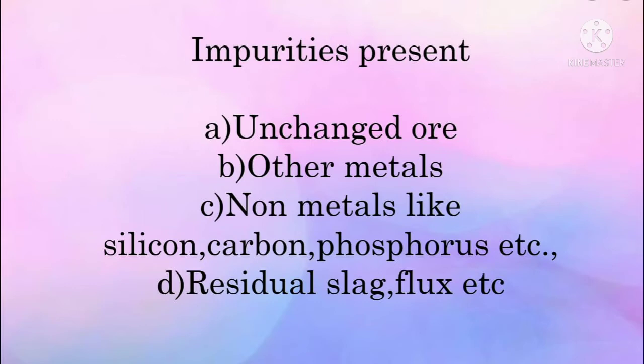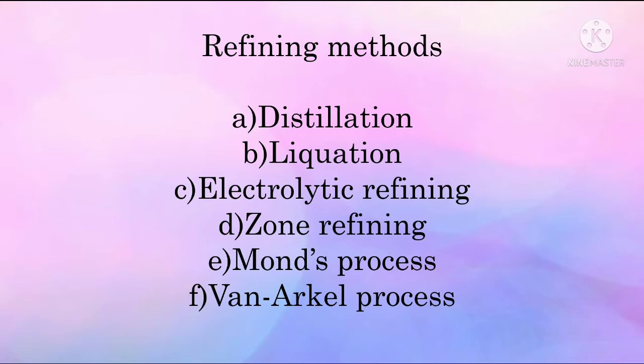Now different refining processes are available, depending upon the nature of the metal and the nature of the impurities. What are they? Let us see one by one. First one is distillation. Second one is liquefaction, then electrolytic refining, zone refining, Mond's process, and Van Arkel's method. So these are the various refining processes available. Let me repeat again: depending upon the nature of the metal and the nature of the impurities, different refining processes are available, and we have to apply different techniques under different conditions.